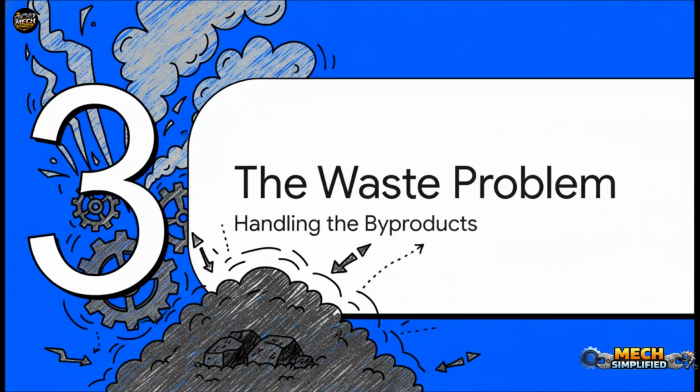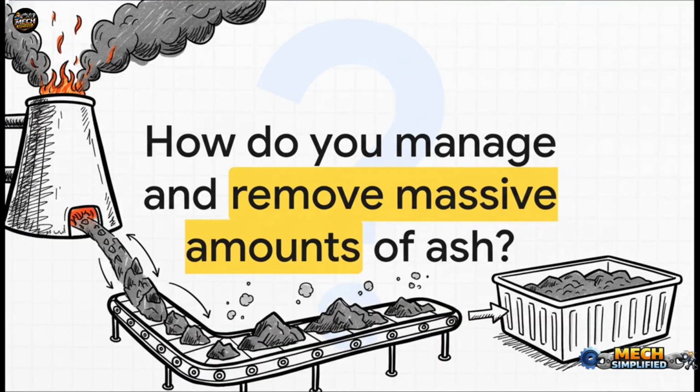All right, so we've got pressure handled, and we're squeezing every last drop of energy out of the heat. But what about the stuff left over? Burning fuel, especially coal, creates a major byproduct: ash. And this isn't just a minor cleanup job. It's a huge logistical challenge. Just try to picture it.